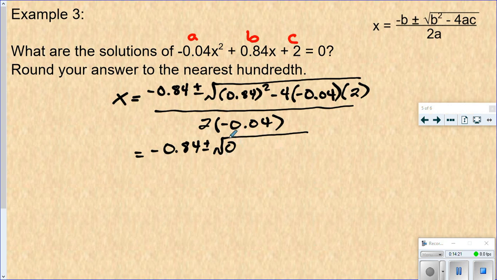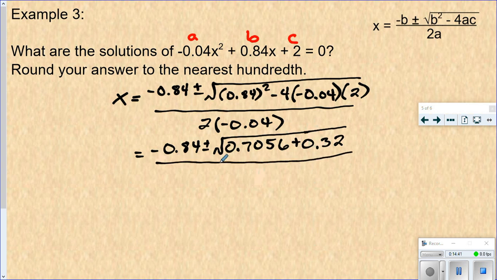So 8400 times 8400 is this. And then if you multiply these together, you get 0.32. And then that's divided by -0.08. All right. So I'm going to add 0.7056 and 0.32 together and split this apart. Again, same thing that we've been doing. It's just that this isn't quite as nice. I don't know if that's the right word, but sounds good.